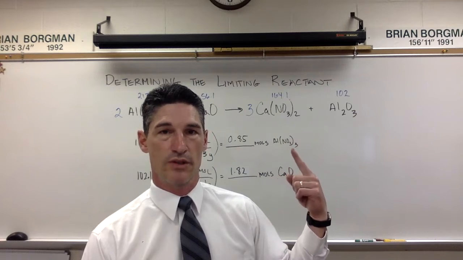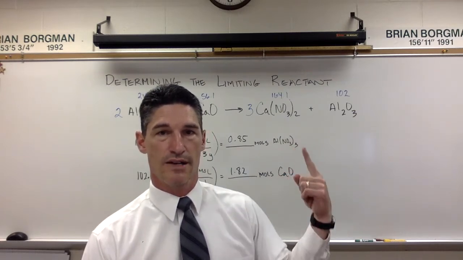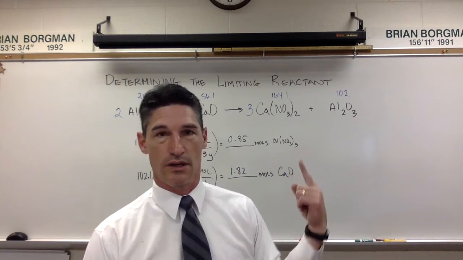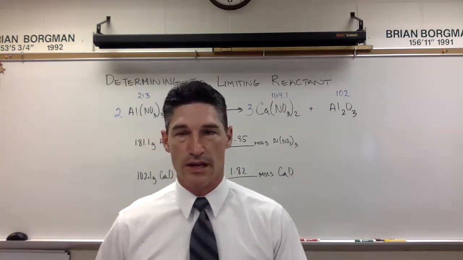So if I'm in moles of aluminum nitrate, what I want to do is convert to moles of CaO to see how much of this, if I have 0.85 moles of it, is that going to be enough, or is this going to be too much? Which one runs out first? So here's how you do it.